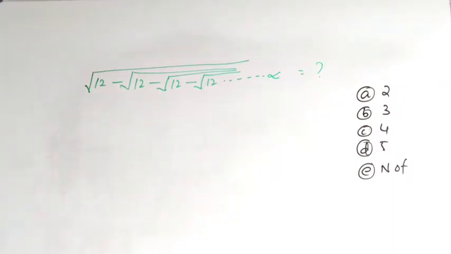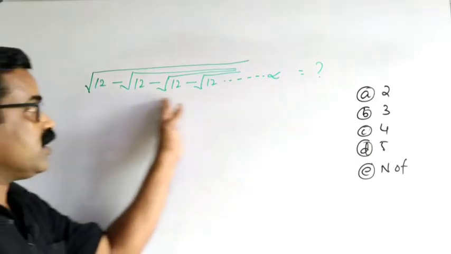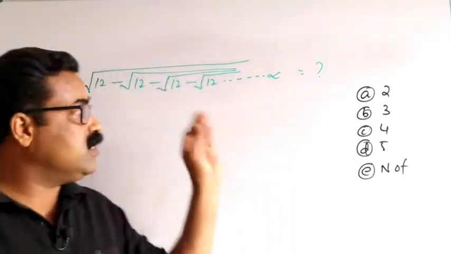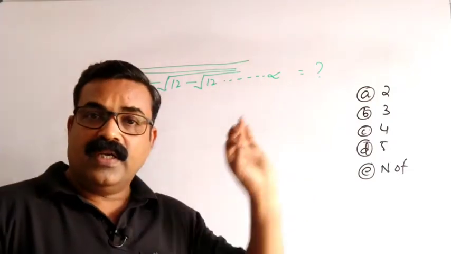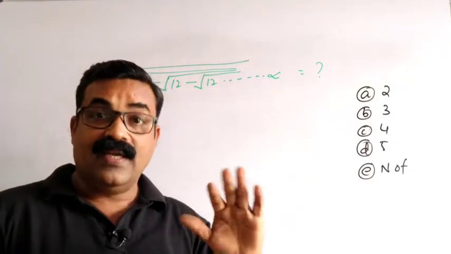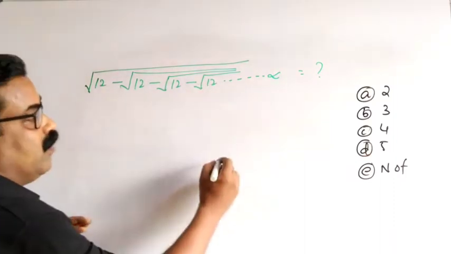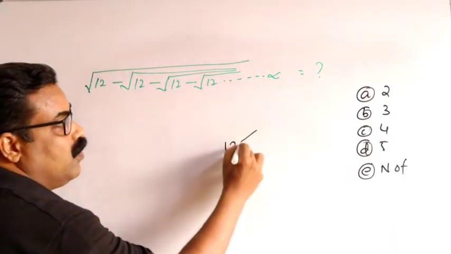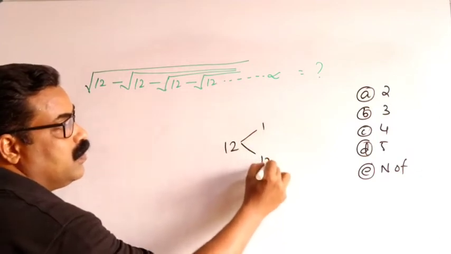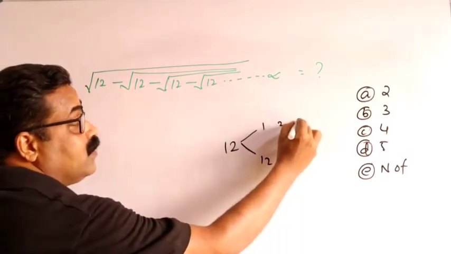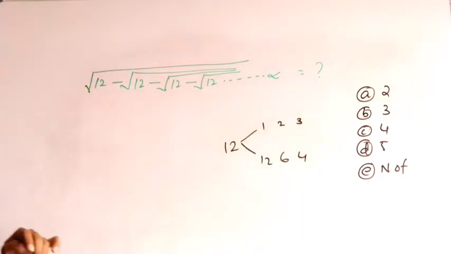Same way we will continue. First point is to ensure that this series is up to infinity. Yes, in the given question the series is up to infinity. If the series is up to infinity, we can apply the trick. What's the rule? The number is 12. So what are the factors of 12? I can write 1 and 12. I can write 2 sixes are 12. I can write 3 fours are 12.